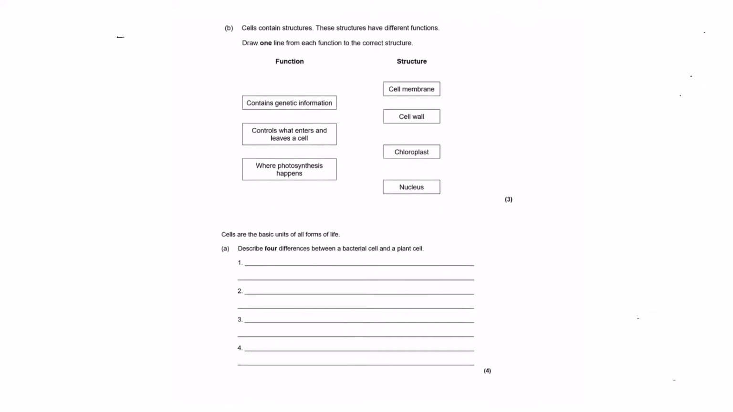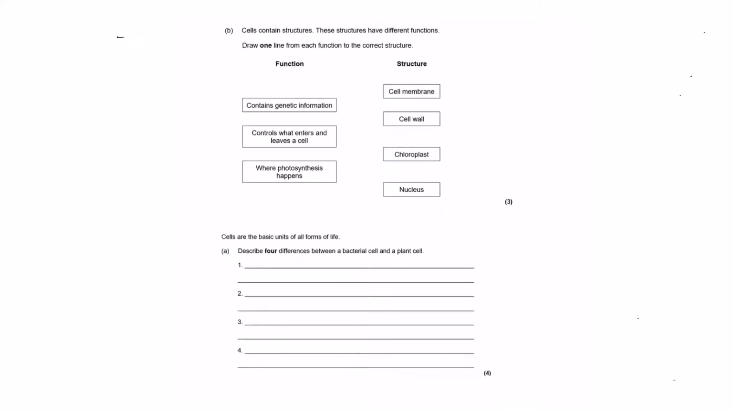Moving on to question B. Cells contain structures. These structures have different functions. Draw one line. Again, we've got the rule of one line. Please just draw one line from each function to the correct structure. Press pause and then press play to go through the answers. Okay, so looking at this question here, contains genetic information. That's a nice link there to the nucleus. Controls what enters and leaves cells. That goes quite well with a cell membrane.